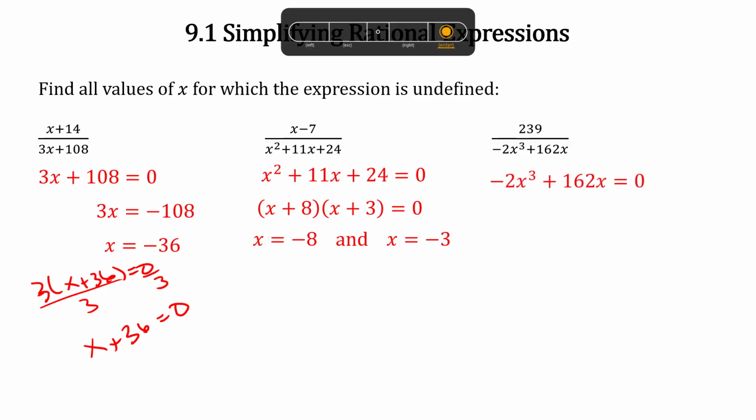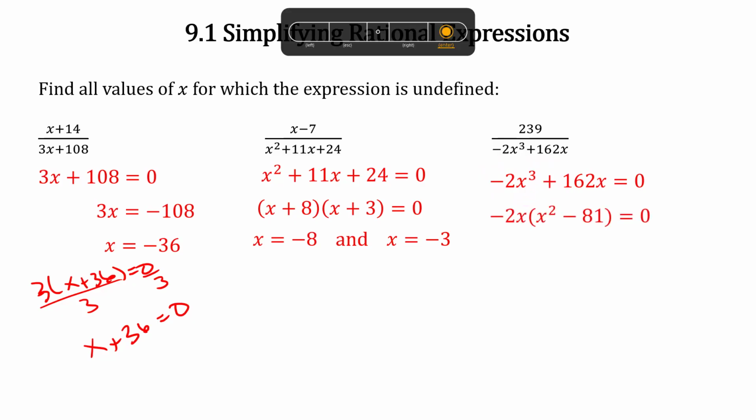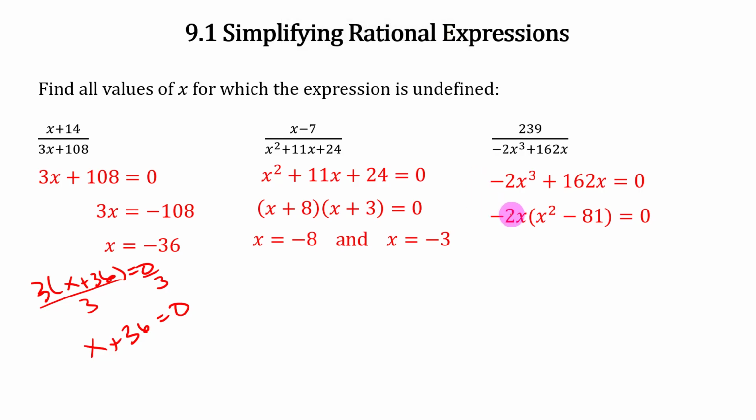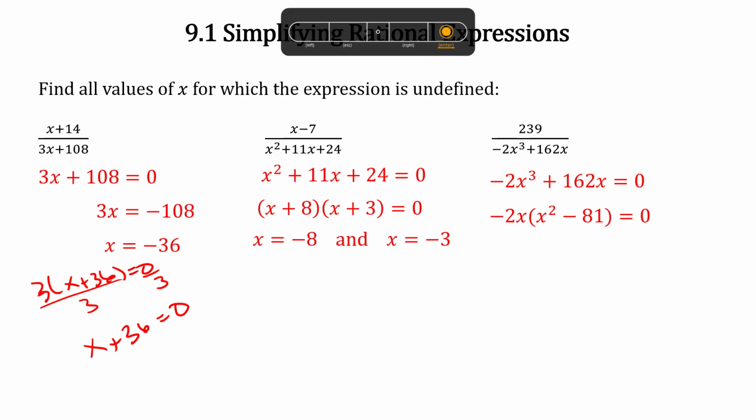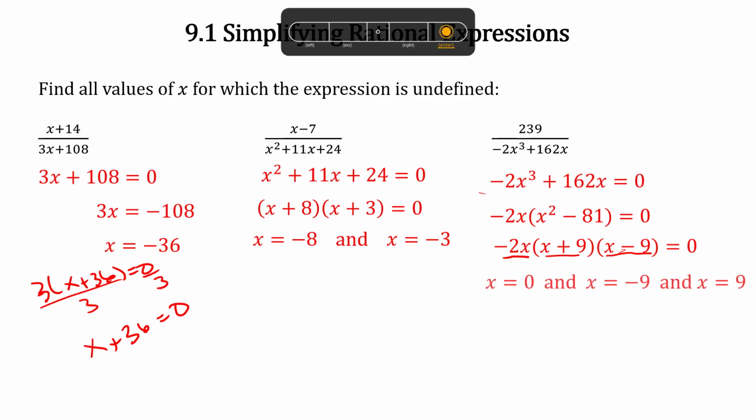Over here, I'm setting that equal to 0. I'm going to factor out -2x. But if I factor out a negative from both of these, that's going to change this sign. Just think, if I multiplied it back in, this would become plus 162x. So x squared minus 81 factors to x plus 9 and x minus 9. What value of x makes this 0? What value of x makes this 0? What value of x makes this 0? X being 0 would make this 0, -9, and +9.